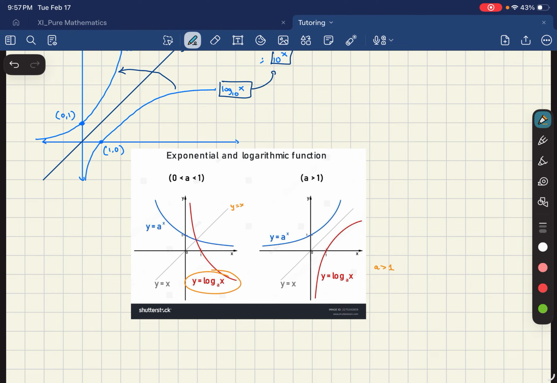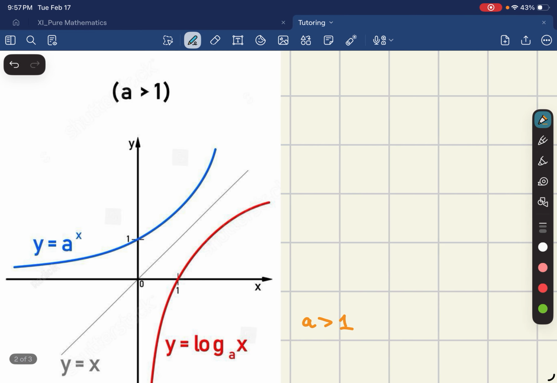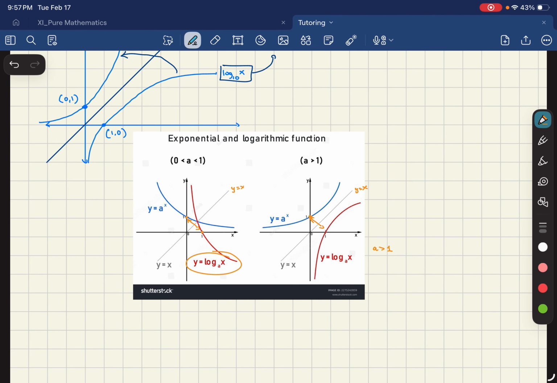So we will try to use this graph, and you can try to think for yourself why the graph looks like this. Again, the coordinates have just switched. (0, 1) became (1, 0). It's the same here because they are reflections about the line y is equal to x. And you can think for yourself and try to solidify your understanding.